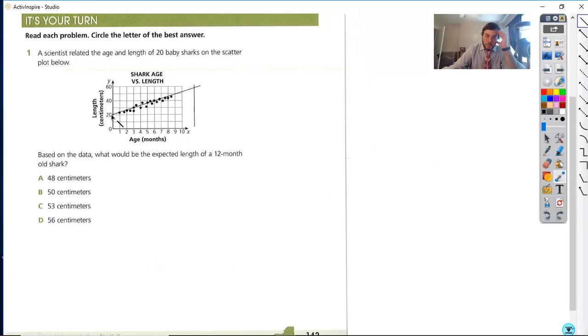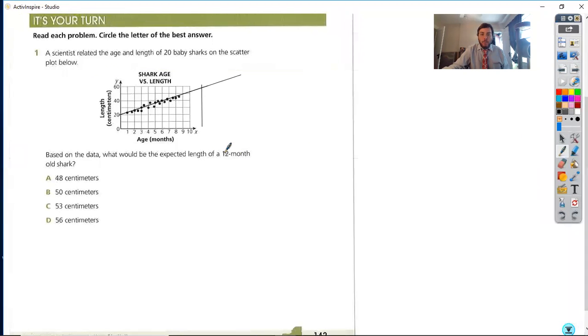But the first one I did is I drew a line that showed our line of best fit, right? So if we draw a line here, it goes through most of the points there. And we could see that some of them are above, some of them are below, which is what we want for a line of best fit. But generally, it goes through that general trend. Then it wants to know at 12 months, right? So when we're at 12 months, what is going to be the length in centimeters?